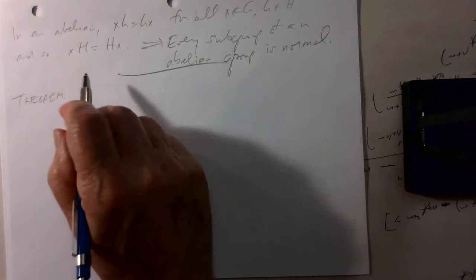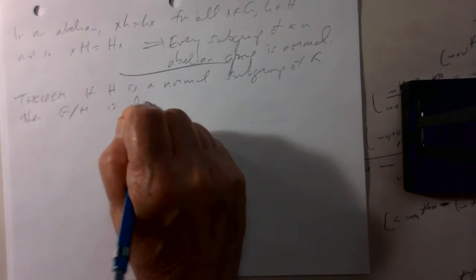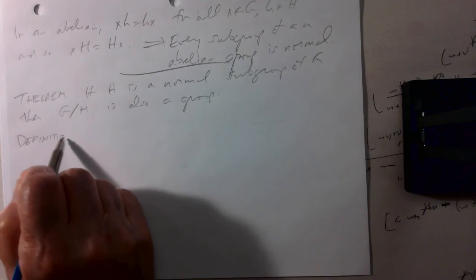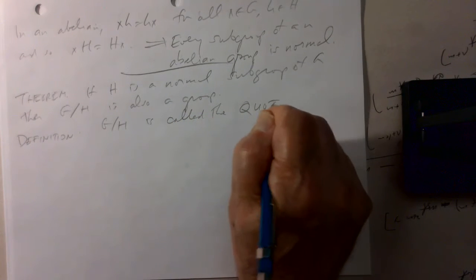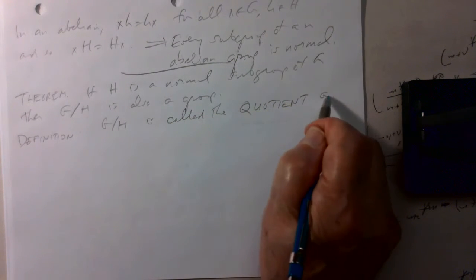So then we get the big theorem. If H is a normal subgroup of the group G, then G mod H is also a group. And G mod H is called the quotient group.